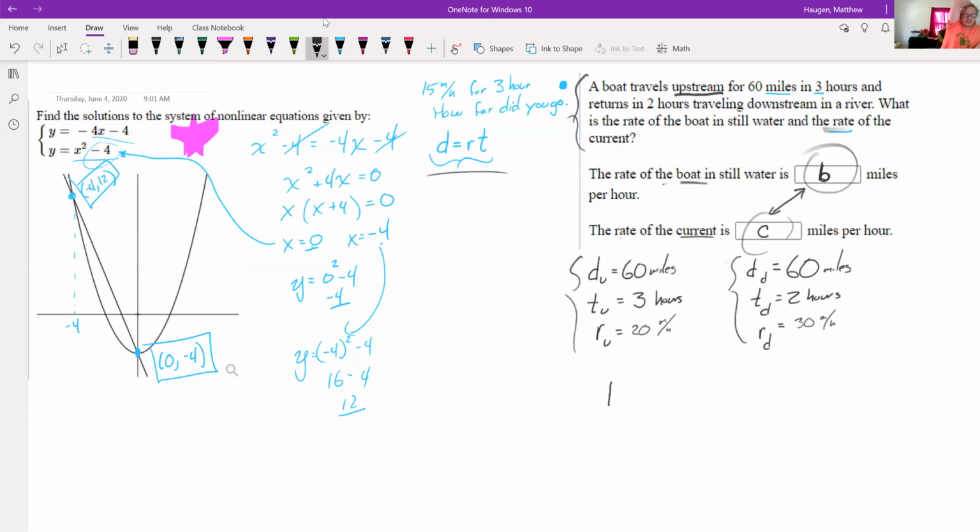It wouldn't make the B larger. The speed of the boat in still water is the speed of the boat. The boat is at a fixed speed. Oh, my bad. But it's going to make the overall effect slower, right? Notice the speed upstream is slower. It's only 20 miles an hour. Where does that 20 miles an hour come from? It comes from the speed of the boat minus the speed of the current, because the current is fighting it.